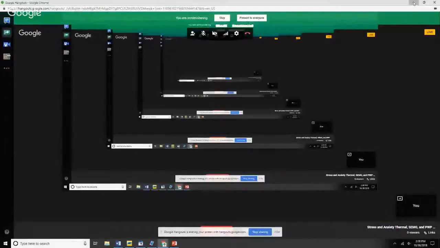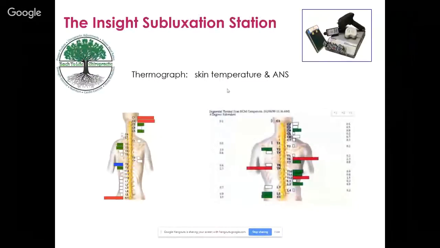Boom, boom, boom. Last time we were talking about the thermograph, the skin temperature and the autonomic nervous system. One of the tests that we do at our office is the thermograph, this piece of equipment here. It reads skin temperature, but skin temperature is affected by your autonomic nervous system, so you can get a picture of your organ systems. An example here, you're seeing S1 and C1 and C2. A lot of this is your parasympathetic nervous system. That's sinuses. Here, stomach, adrenals, and intestines.